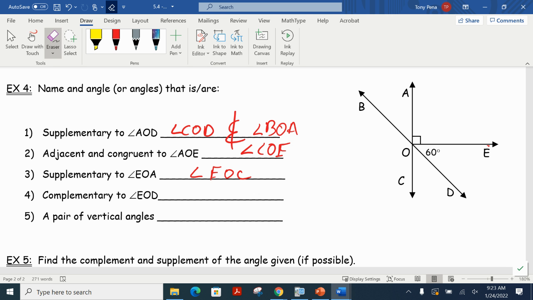All right, B or 4, complementary to EOD. So here is E, here is O, here is D. Complementary means we want it to be a 90-degree angle. So the only way I can create a 90-degree angle out of this is by doing this angle right here. From red to red, that's our 90-degree angle. We have 60 degrees of it right here. So we want the angle that would finish that nice 90-degree angle.